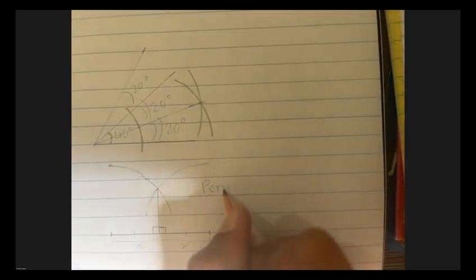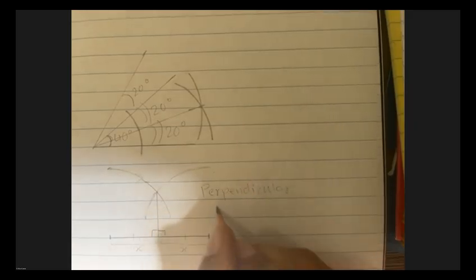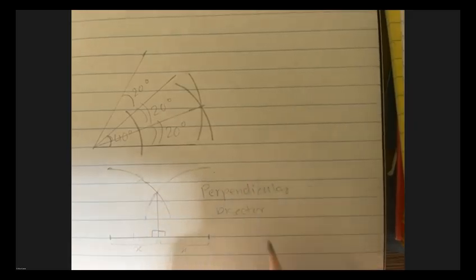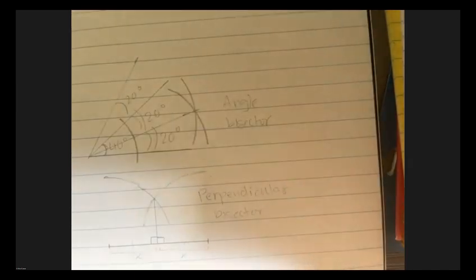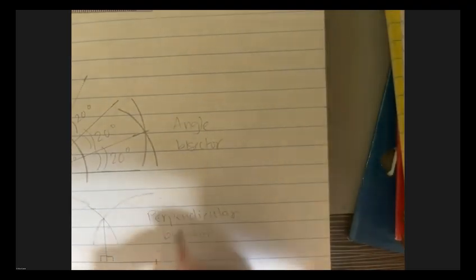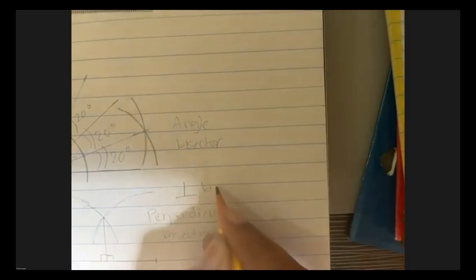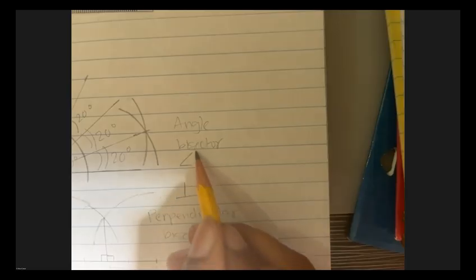So if you want, you can have a look at it again. That's our perpendicular bisector, and this is our angle bisector. And sometimes you're going to see this written as perpendicular bisector with the word bisector, and for angle, you're going to see this and the word bisector.